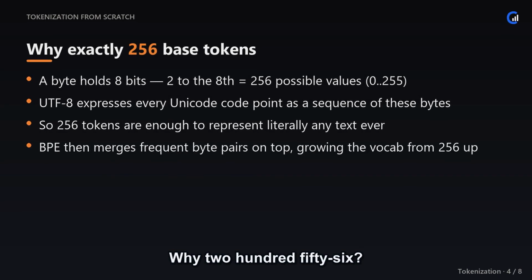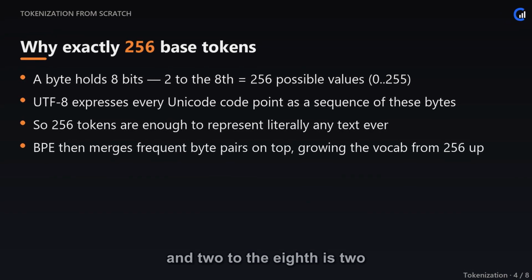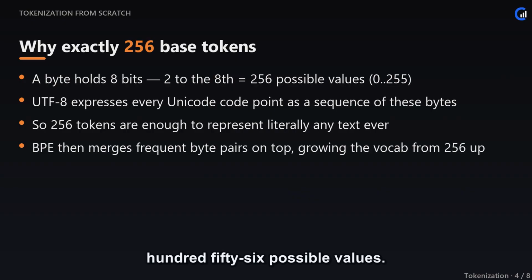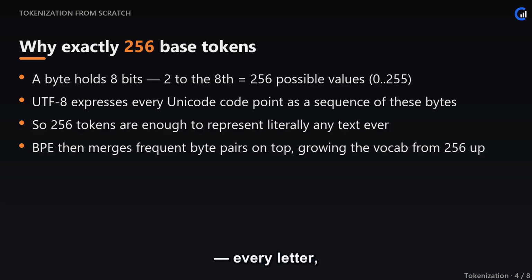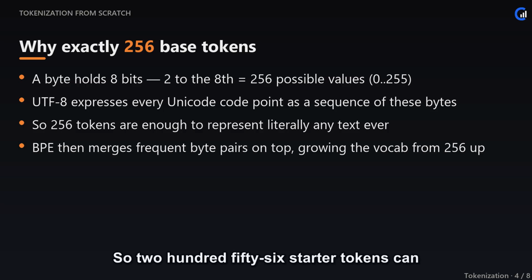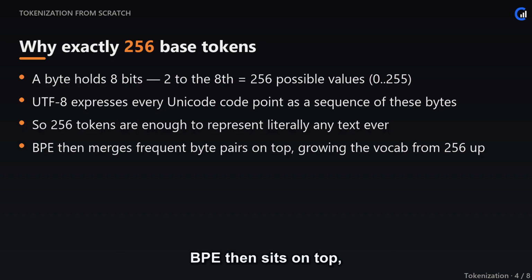Why 256? A byte is 8 bits, and 2 to the 8th is 256 possible values. UTF-8 guarantees that every Unicode code point, every letter, accent, emoji, and script on Earth can be written as a sequence of these bytes. So 256 starter tokens can spell anything. BPE then sits on top, merging the most frequent byte pairs to build longer, reusable tokens above ID 255.